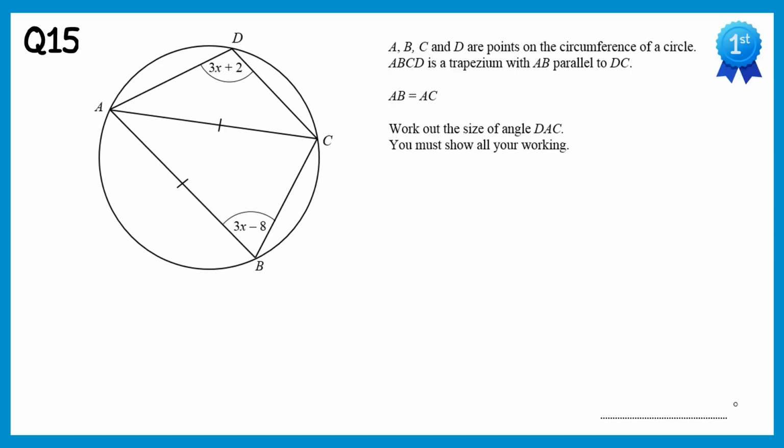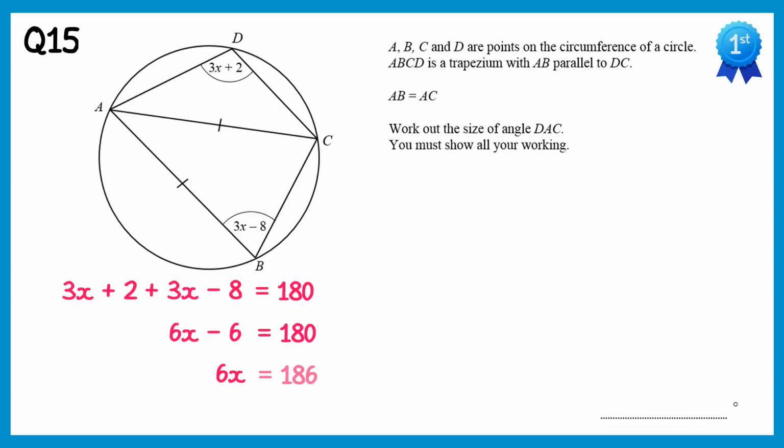In this question, the first thing you need to notice is that the two angles marked are opposite angles in a cyclic quadrilateral. This means if we add them together, so 3x plus 2 add 3x take 8, it must give 180. If we simplify the left, 3x add 3x is 6x, and 2 take away 8 is negative 6. This equals 180. Add 6 to both sides, you'll get 6x equals 186. And then divide 6 on both sides, x equals 31.